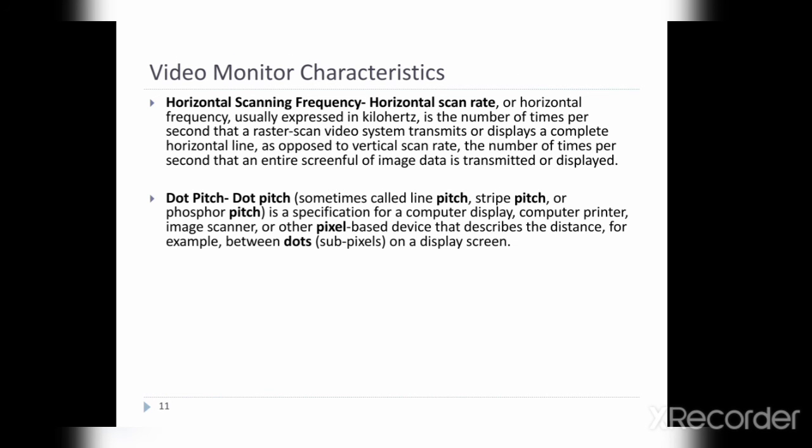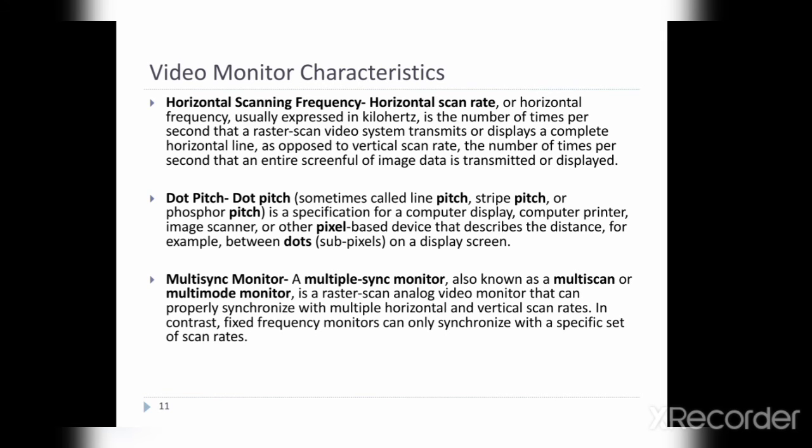Next one is the video monitor characteristics. There are some characteristics. The video display of a computer is an output device. It is also called a monitor. There are different monitors we will see. First of all, the horizontal scanning frequency, that is the horizontal scan rate or horizontal frequency, usually expressed in kilohertz, is the number of times per second that a raster scan video system transmits or displays a complete horizontal line.